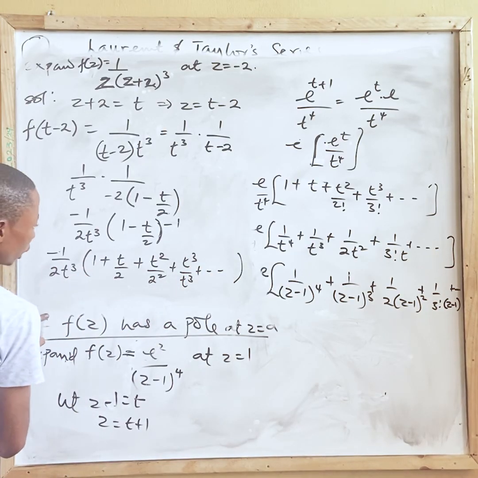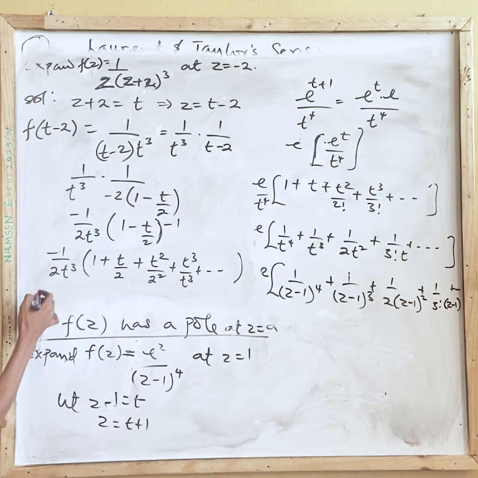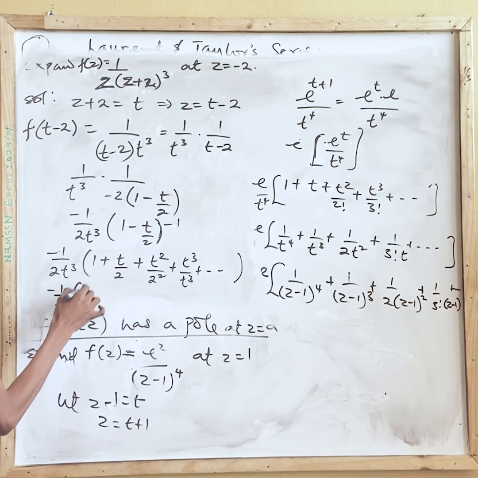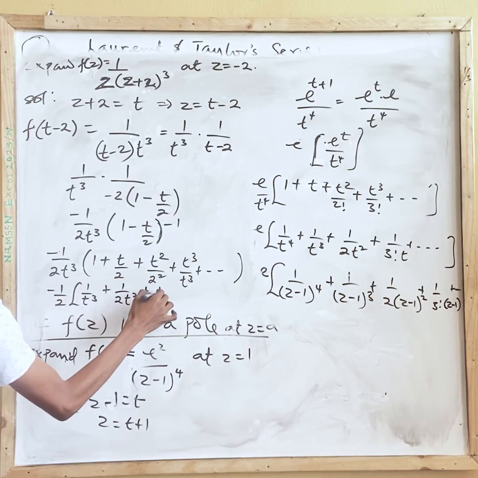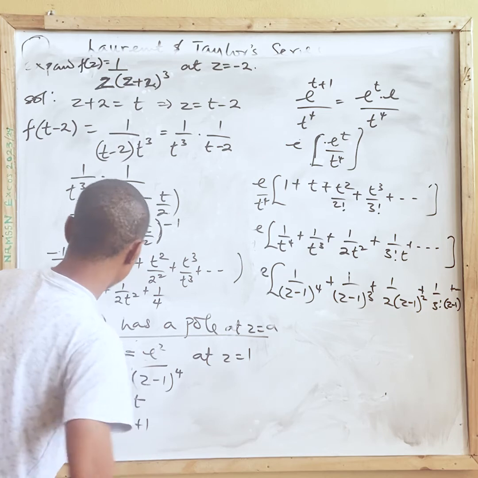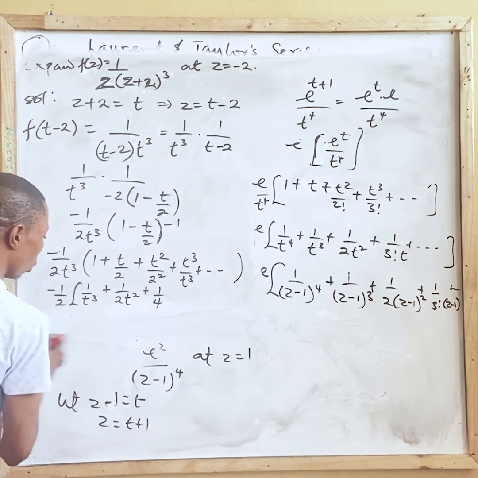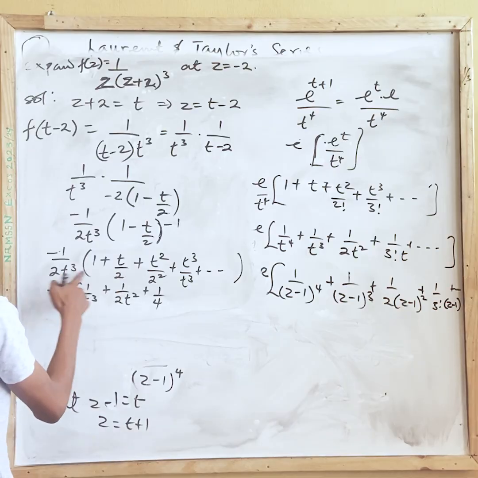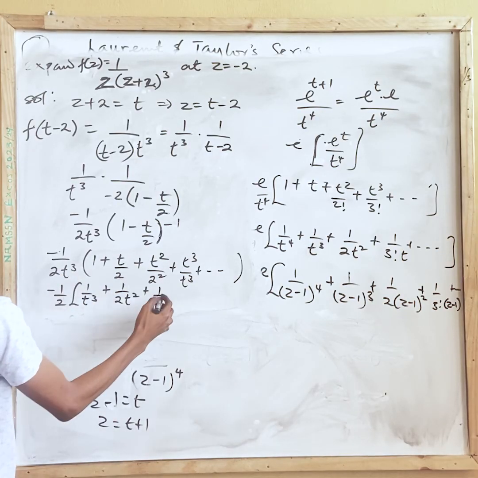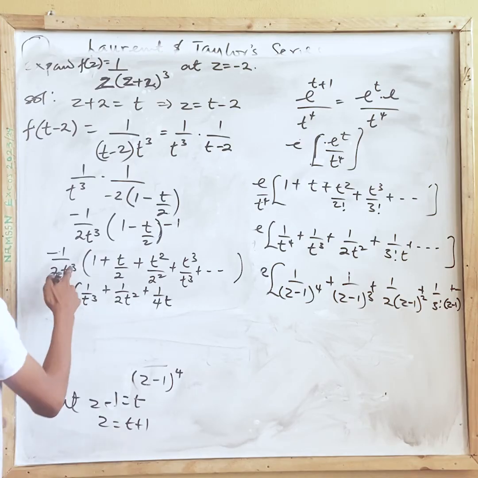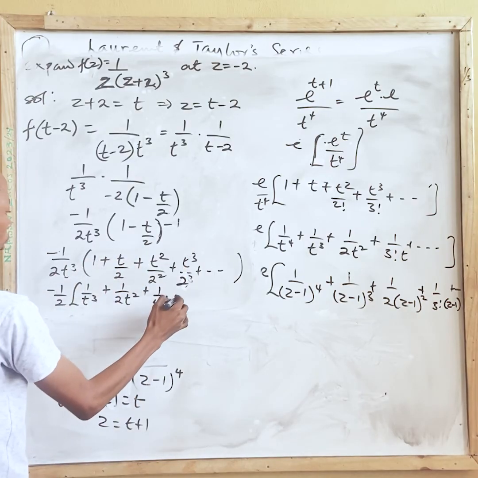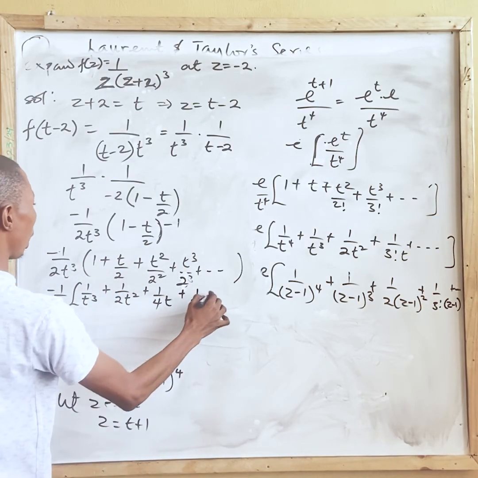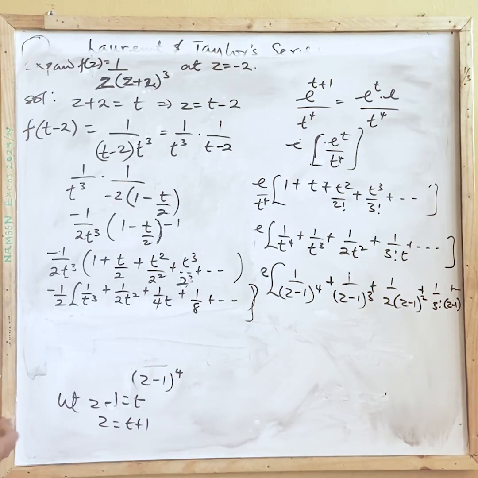So multiply through by 1 over t raised to 3. This is minus 1 over 2 times 1 over t cubed. This will be 1 over 2t squared, 1 over 4t, and t cubed will go. This is 2 raised to 3, so t cubed will go. This will be plus 1 over 8 and so on like that. And that's our expansion.